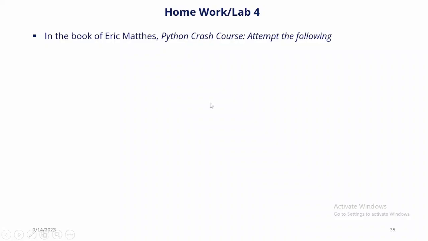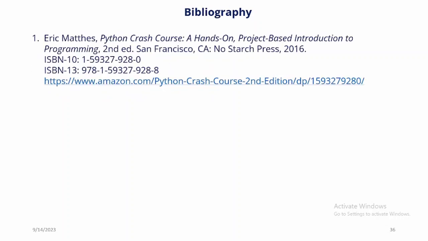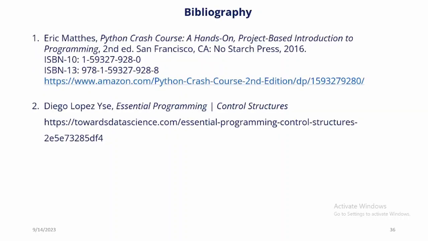We have come to the end of the class today. Here's a homework lab for you in case you are interested. In the book of Eric Matthews' Python Crash Course, attempt the following. Try it yourself. Exercise 5.3, alien colors, number 1. Alien colors, number 2. Exercise 5.7, favorite fruit. Our bibliography, the main book still remains the book of Eric Matthews' Python Crash Course, and the rest of them.